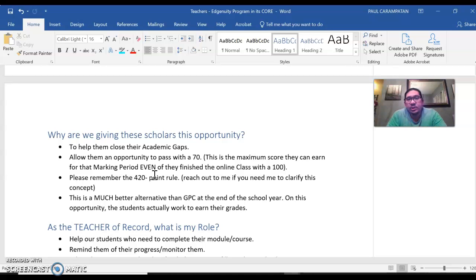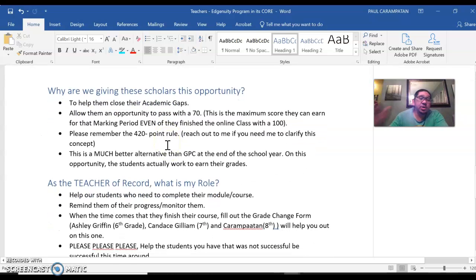And then, obviously, allowing the students to work on their deficits and what they didn't do well on is always going to be a much better alternative than the grade placement committee at the end of the year, where we basically just help them move along. I'd rather see, and I'm sure you guys do too, that the scholars are actually working to earn their grade, be it a condensed version or whatnot, than just not getting it at all. And they're learning.